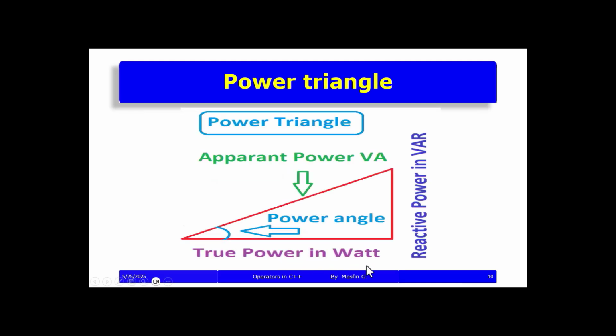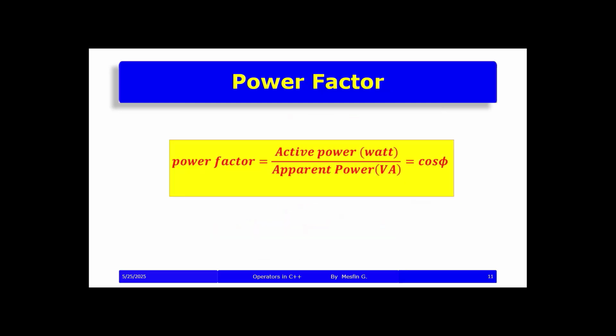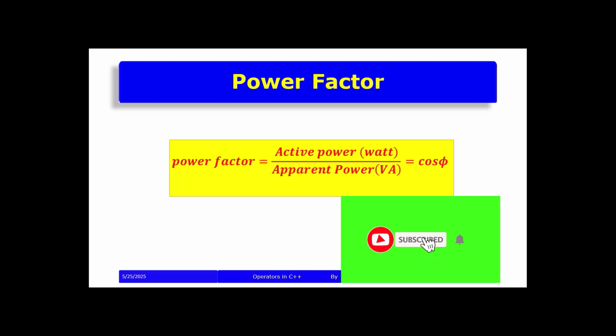This one is true power in the real axis, and this one is reactive power in the imaginary axis. The sum of these two powers is apparent power, which is measured in volt ampere. And this angle is known as the power angle. Cos phi is the ratio between true power and apparent power. So power factor is defined as cos phi, which is equal to active power divided by apparent power.